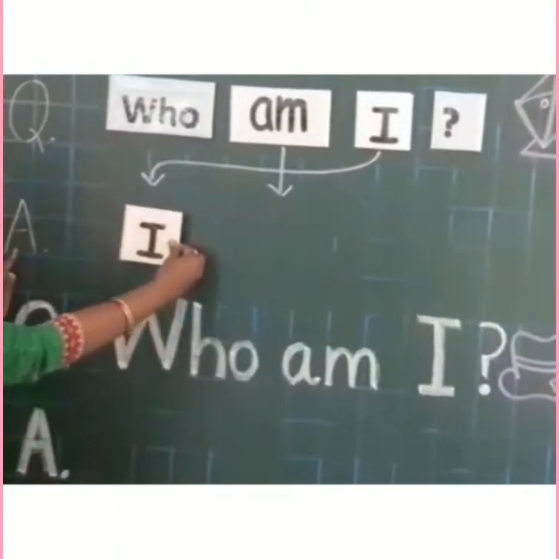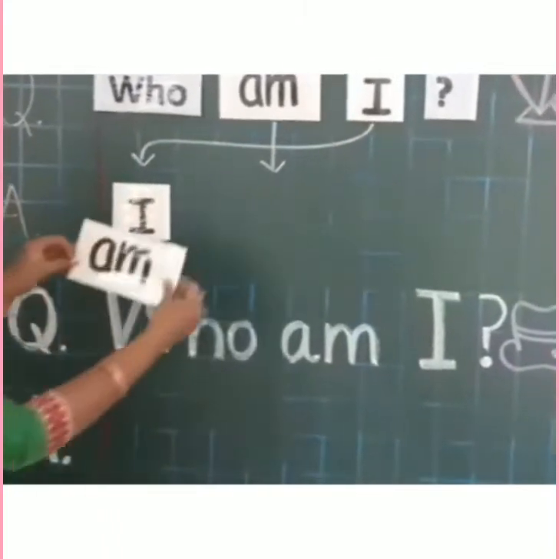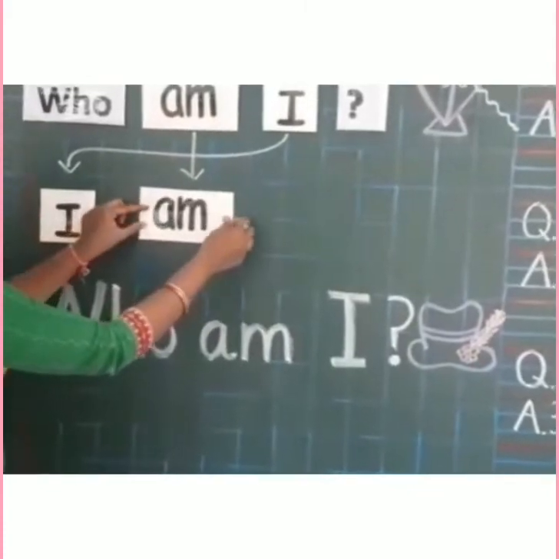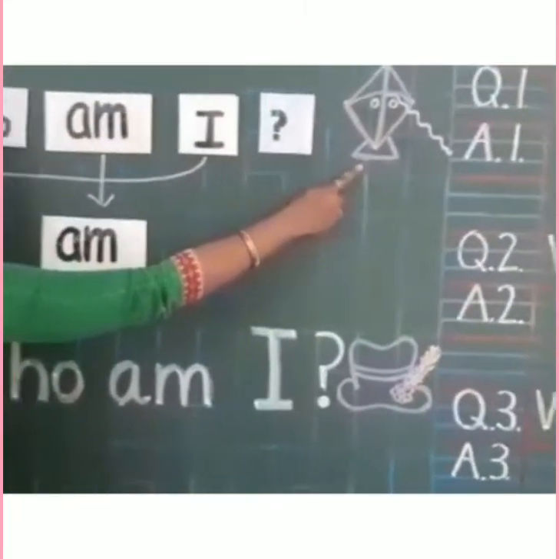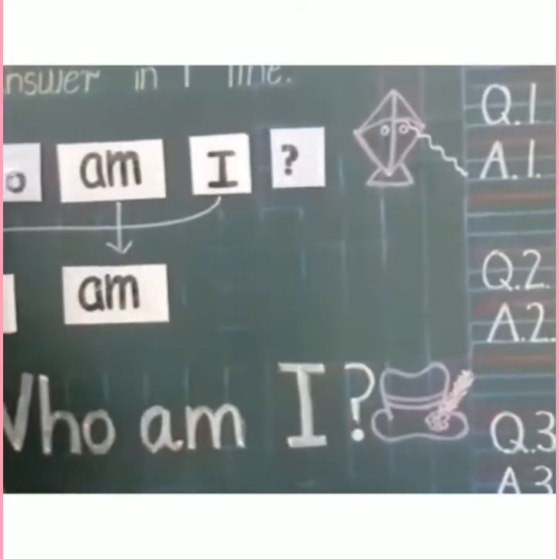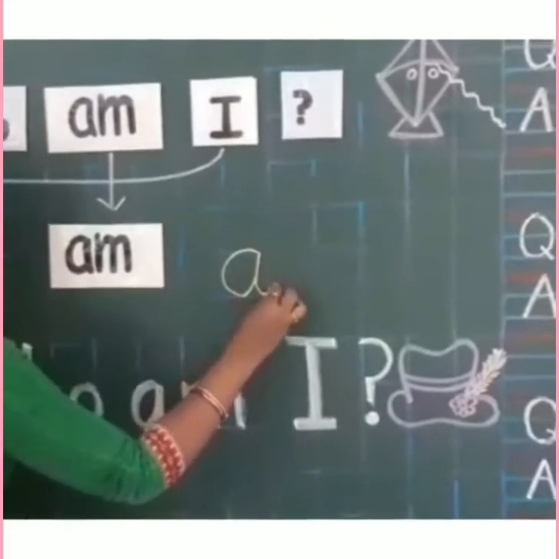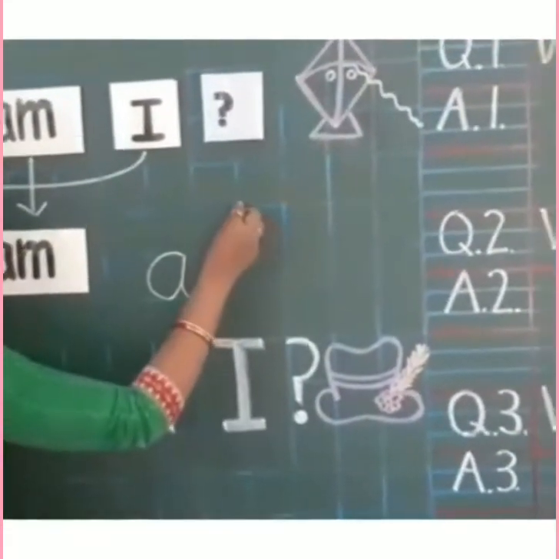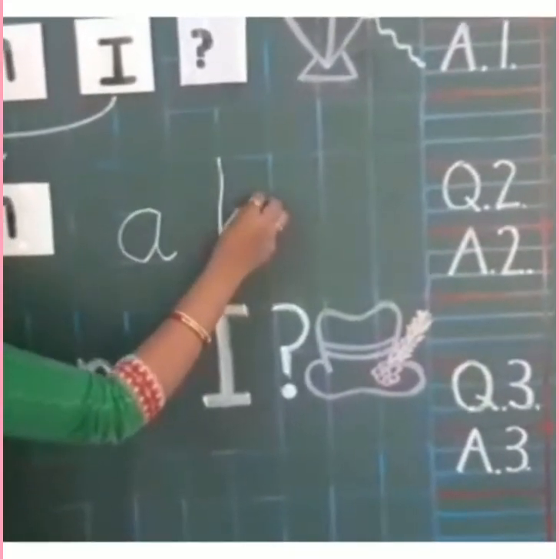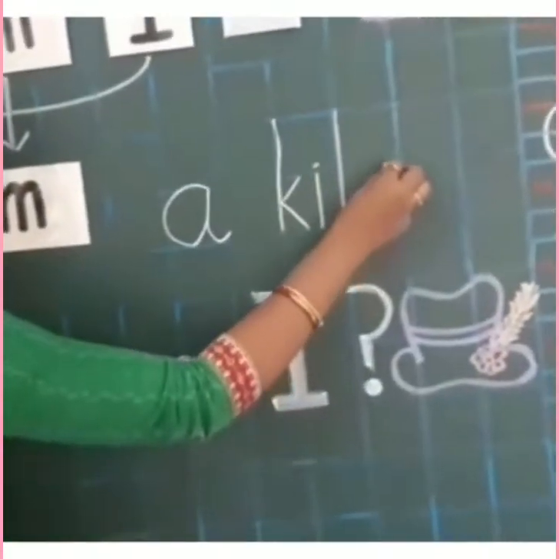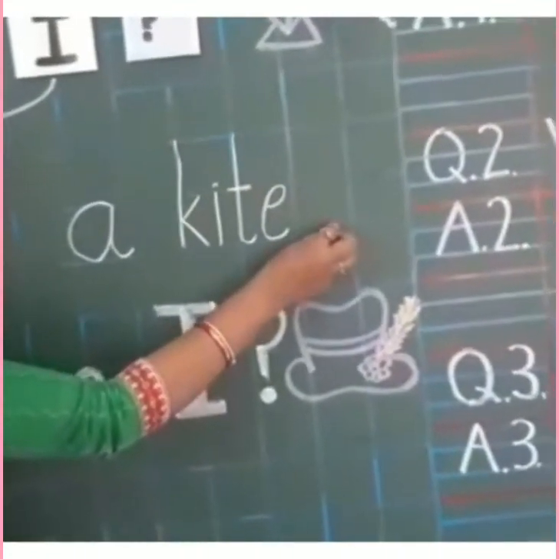Answer is, A is for answer. The answer will be I. A will come down. M. I am. And what is this? Kite. And we are having one kite. So we will be writing I am a kite. The spelling of kite is K-I-T-E, kite. And children, don't forget to put a full stop.